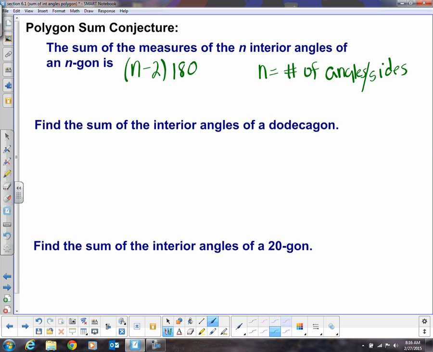So the first thing you have to know is what is a dodecagon. N equals 12. It's 2 plus 10. So what's the sum of the interior angles? What's the formula? N minus 2 times 180.